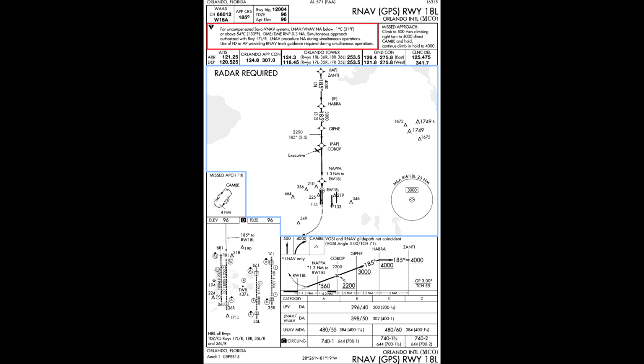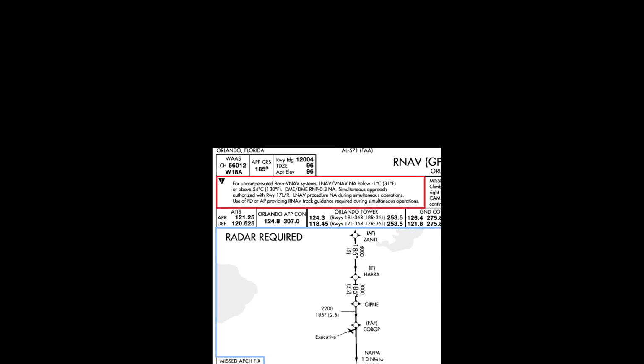Okay, and then you have to read this little notes here. It might affect you. For uncompensated VNAV systems, DME, RNP 0.3 not authorized, which means if the temperature is below -1 Celsius or above 54, the 0.3 RNP you can't do. We'll skip that step for now. I'll find it. But I don't get what that means.